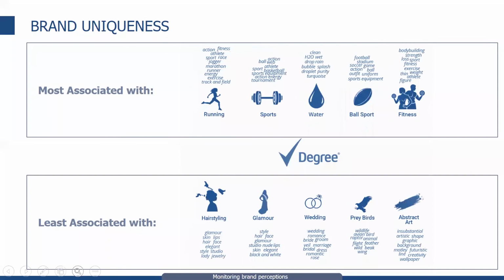Next one. Thank you. So the brand Degree, another deodorant brand, is the sporty one, and we see what Degree is statistically significantly more associated with than others, and it's all these sport-related things. And things Degree is not are glamour, hairstyling, wedding, birds, and art. Okay, so that makes sense, I guess, given most of our intuition about these brands. And again, for every brand, we're able to derive what the brand is and also what the brand isn't. And next slide.